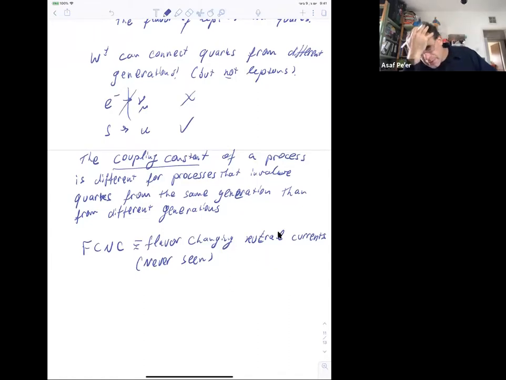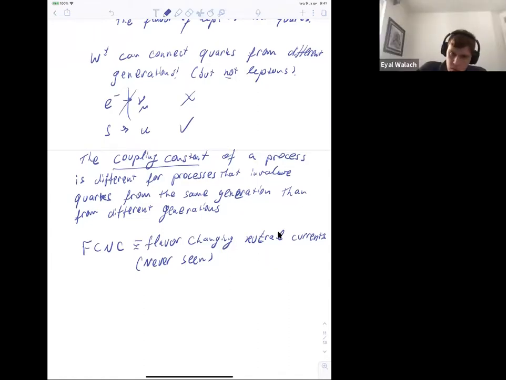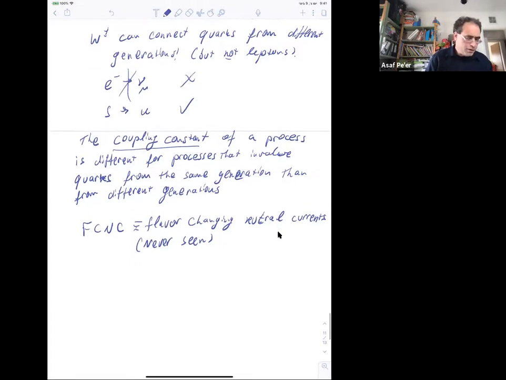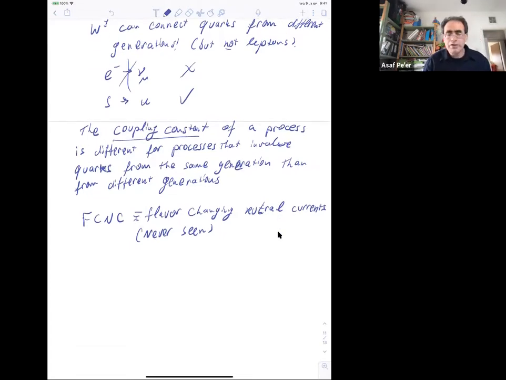So how do we describe that? Well, the easiest is to start with the first two generations. We'll include the third one in a few minutes. So the mixing between the quark generations, we can describe it by introducing a linear combination of, let's say, the S and the D quarks, right?